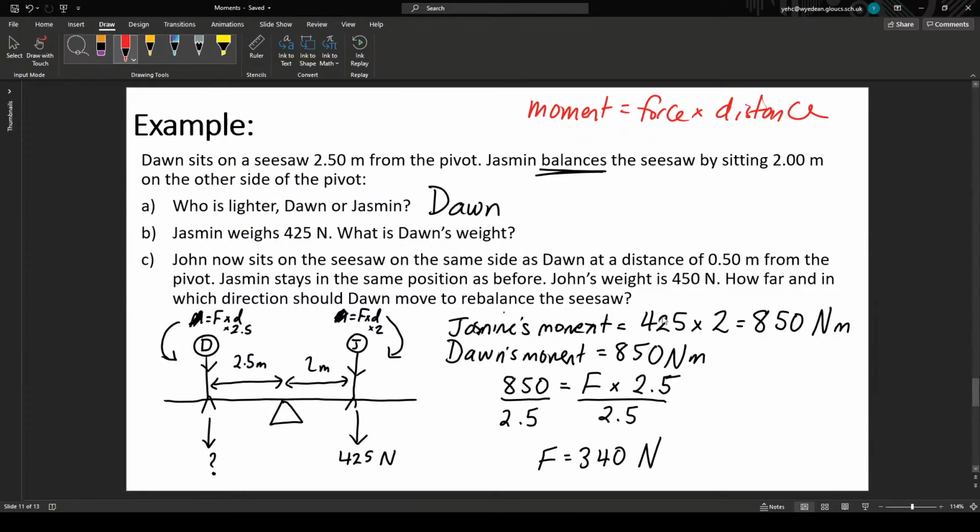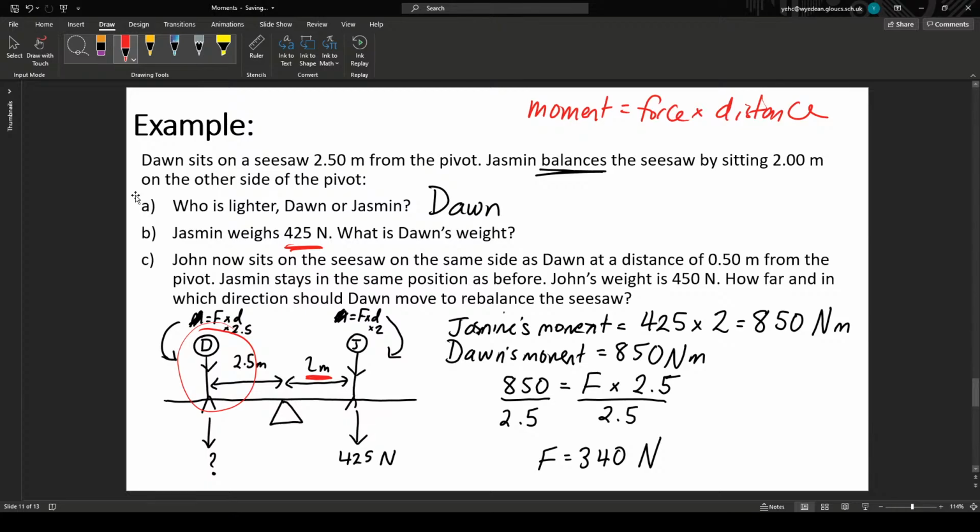So in this case, we knew Jasmine's moment because we were given her weight from the question. We were given her distance from the question. So we were able to calculate her moment. And then we also knew that Dawn had to have the exact same moment. And then we just solved for what we didn't know about Dawn by using that principle of moments, knowing that she had to have the exact same moment.